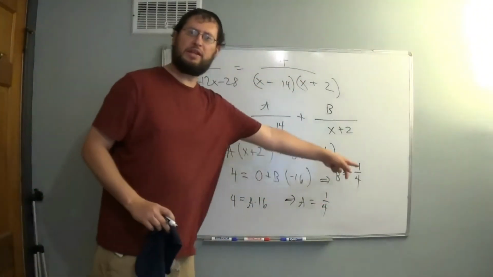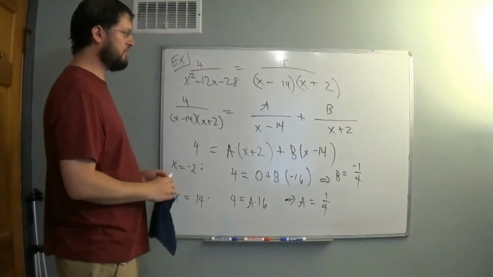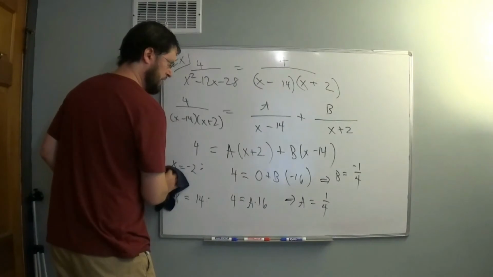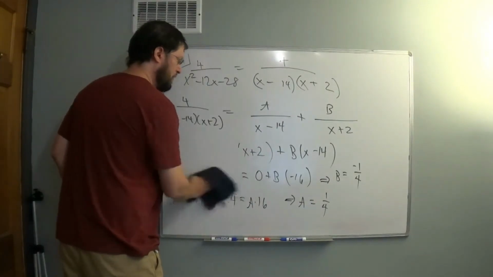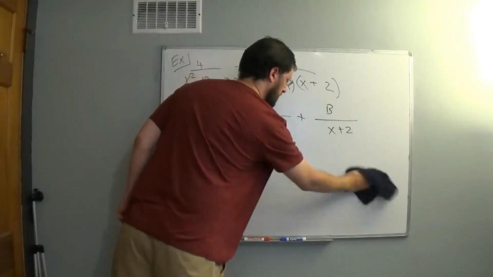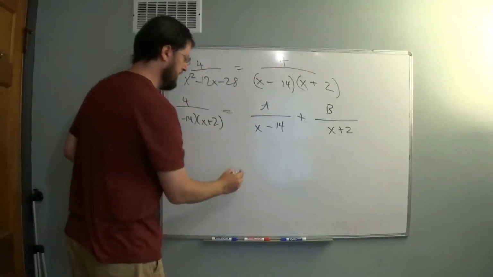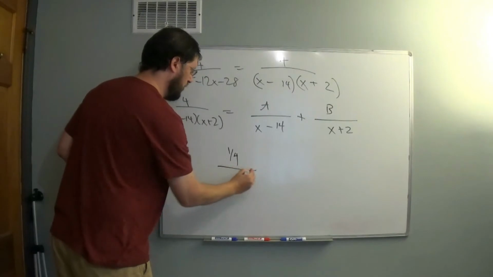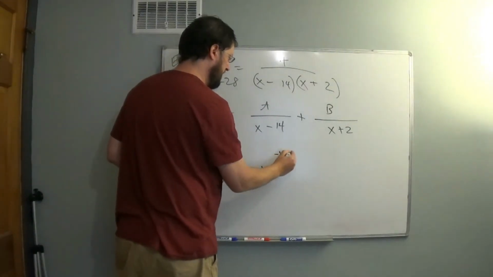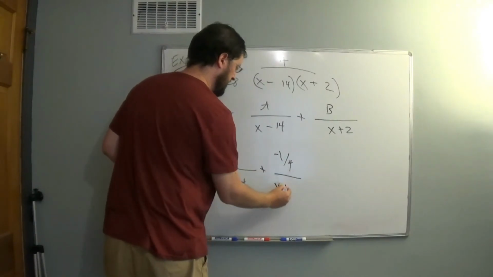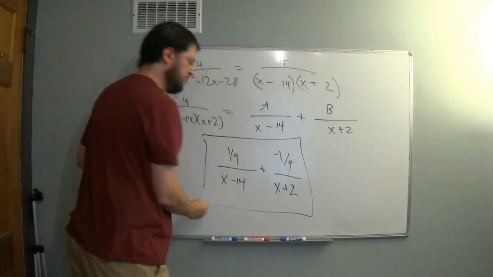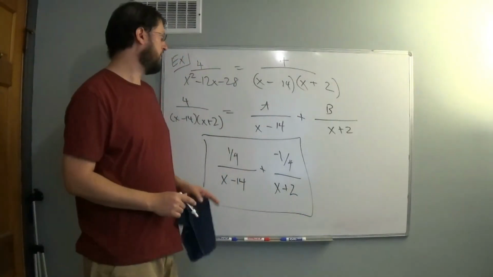Once I have A and B, I'm essentially done with finding the partial fractions decomposition. I need to just plug them back in for A and B that are right here. So A was positive 1/4, B was negative 1/4. So the final answer to the question is 1/4 over x minus 14 plus negative 1/4 over x plus 2. And that is the partial fractions decomposition for the given problem.